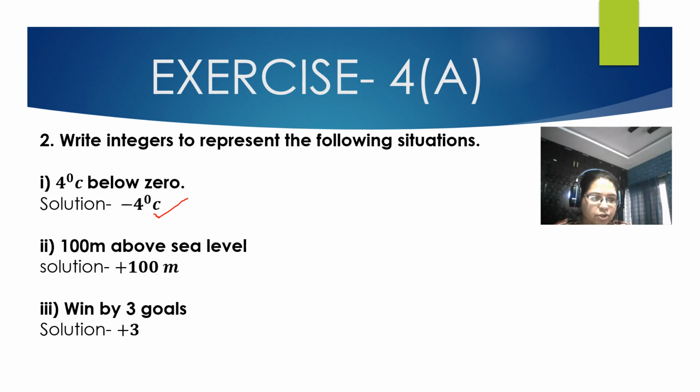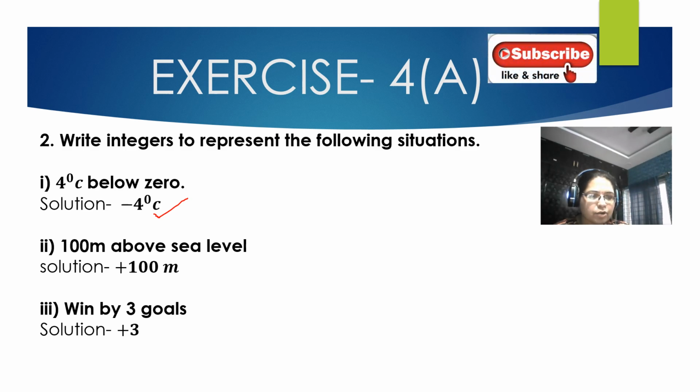Second bit, 100 meter above sea level. 100 meter above will be represented with a positive sign. So 100 meter above sea level will be represented as plus 100 meter or 100 meter. Third bit, win by 3 goals. Win will be represented with a positive sign as win is positive. So win by 3 goals will be represented as plus 3.